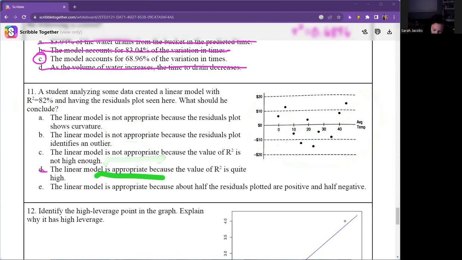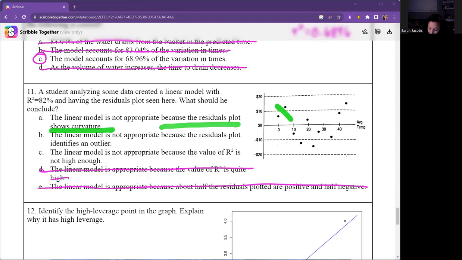This one says the linear model is appropriate. I'm just going to cross it out. Here, the linear model is appropriate. No, I disagree. Doesn't matter what it says after that. If I think there's a curve, that means a linear model is not appropriate. I can cross out anything that says otherwise. So A, because the residuals plot shows curvature, yeah, that's pretty much why. I'm going to circle that.